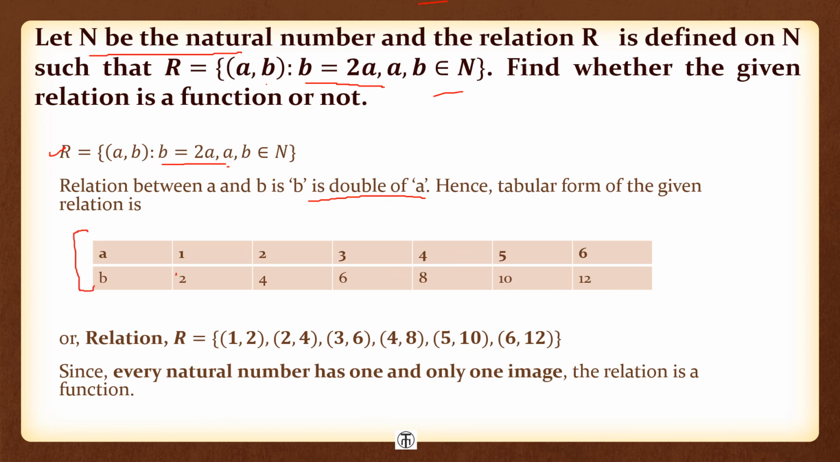If A is 1, B is 2A, so 2 into 1 is 2. If A is 2, then B is 4. Then 3, 6. So we can see that the relation is (1, 2), (2, 4), (3, 6), and so on: (4, 8), (5, 10), (6, 12). So we can say that every natural number has one and only one image. That means this relation is a function.